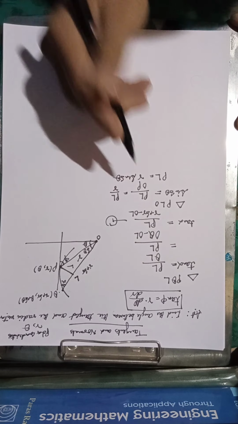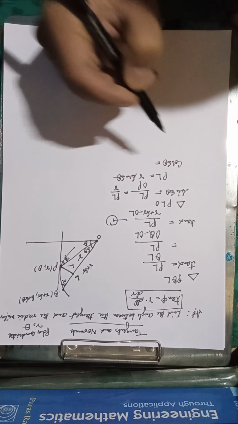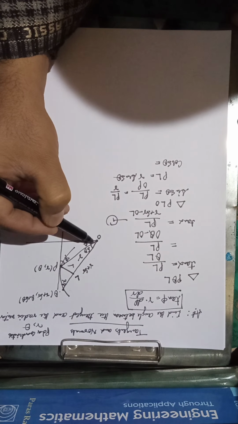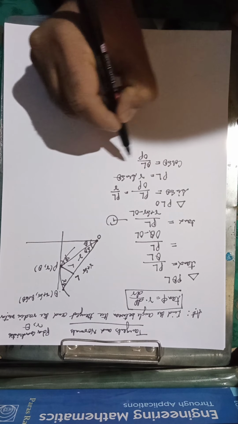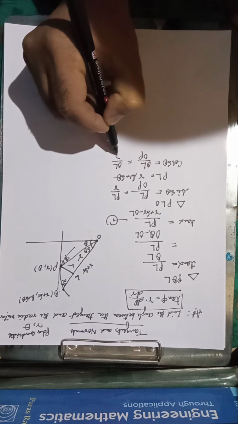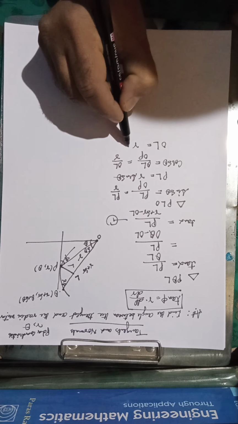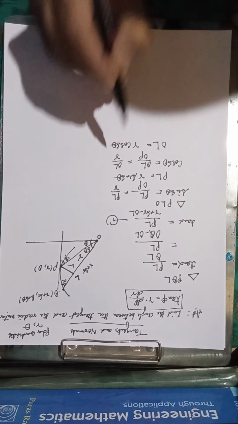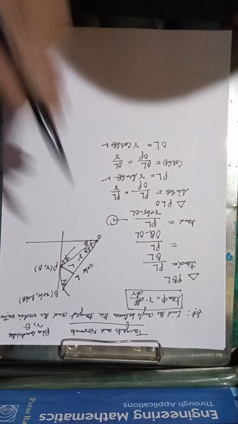Again from the same triangle, cos del theta is base by hypotenuse. This is the base OL upon OP, this is OL upon r. So OL is equal to r cos del theta. Now I know what is PL, I know what is OL. Let me substitute in 1.